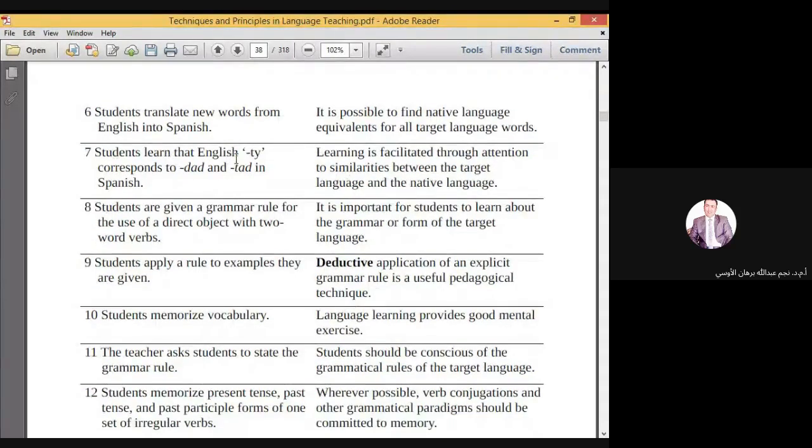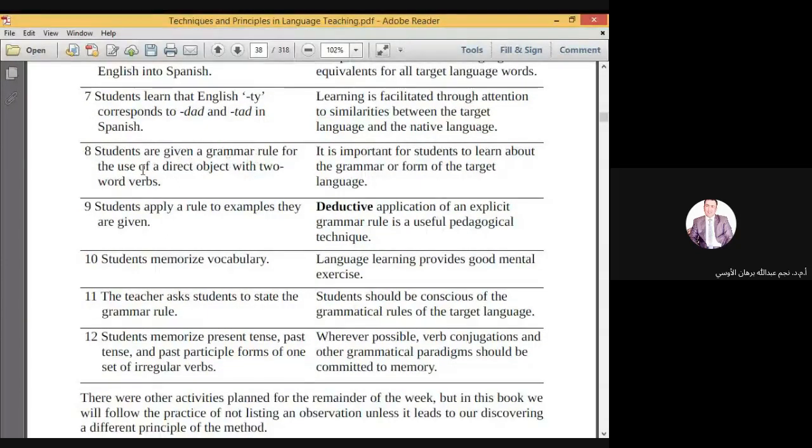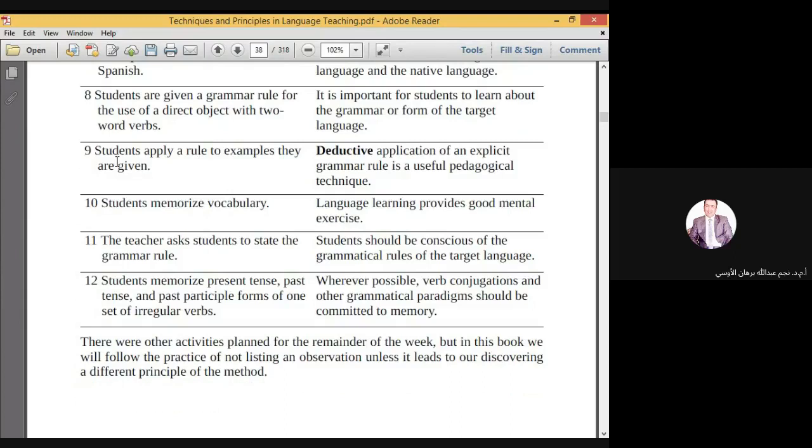Seven: students learn that English endings correspond to their native language equivalents. Why? Learning is facilitated through attention to similarities between the target language and the native language. Eight: students are given a grammar rule for the use of a direct object with two-word verbs. Why? It's important for a student to learn about the grammar or form of the target language. Nine: students apply a rule to examples they are given. Why? Deductive application of an explicit grammar rule is a useful pedagogical technique.